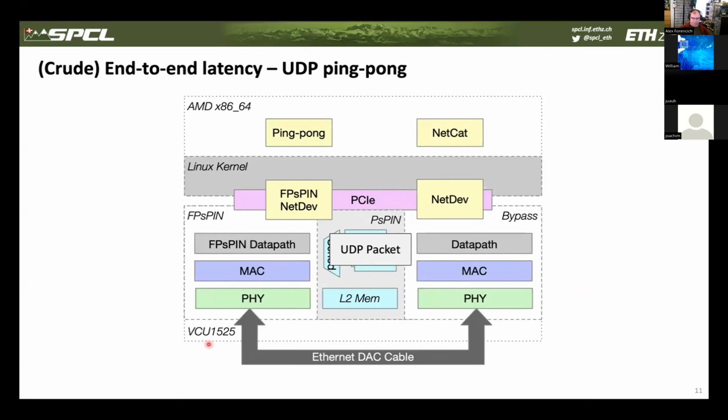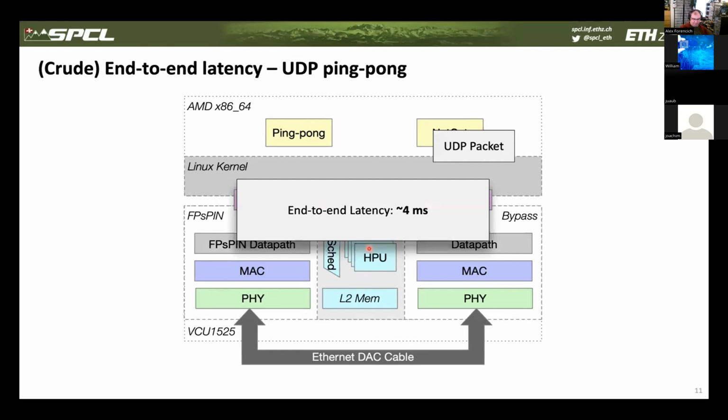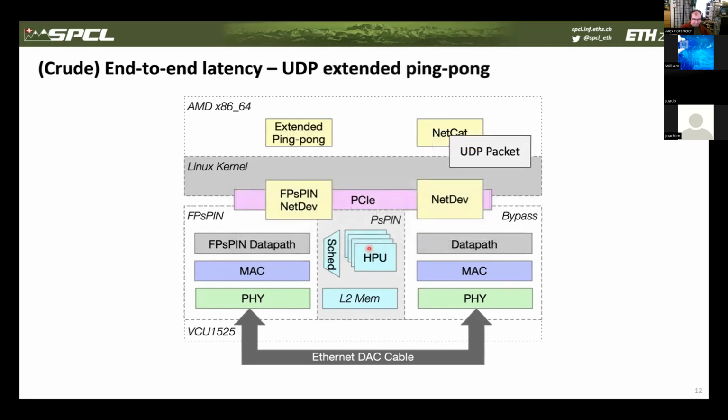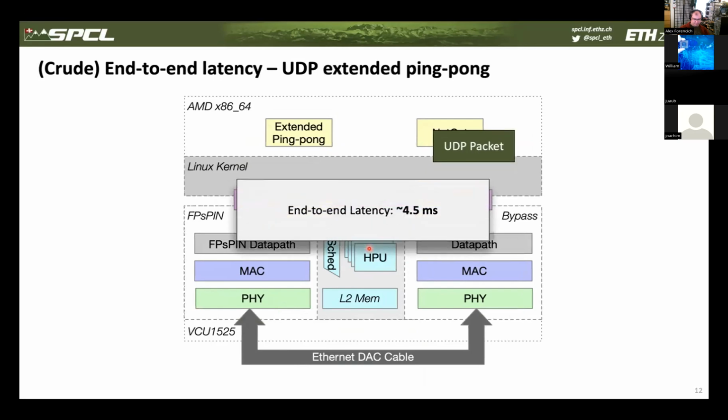So we use the VCU1525 NIC FPGA that has 2 ports, and then we attach the cluster to one of the interfaces. The other side is left untouched as a bypass NIC. On the bypass side, we run netcat to send a UDP packet over. Arriving at the processing cluster, the first test is that we just send this packet back directly. The end-to-end latency is about 4 microseconds, which is far from ideal, but there's a lot of room for optimization there. Then we can also do the same thing, but have the cluster forward this to the host application, modify it, and then put it back. And it's about 4.5 milliseconds at the moment.